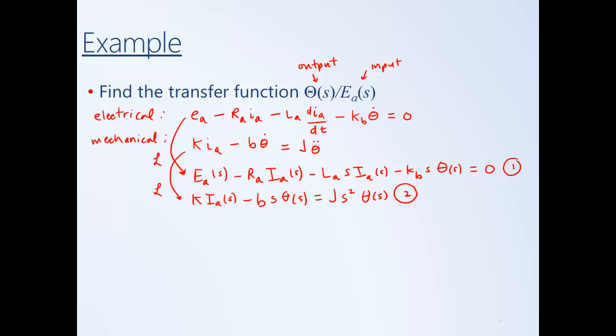The final step is to do algebra to rearrange this all into the form output over input, theta of S divided by E sub A of S. Looking at this, our input is E sub A of S. Our output is theta of S.